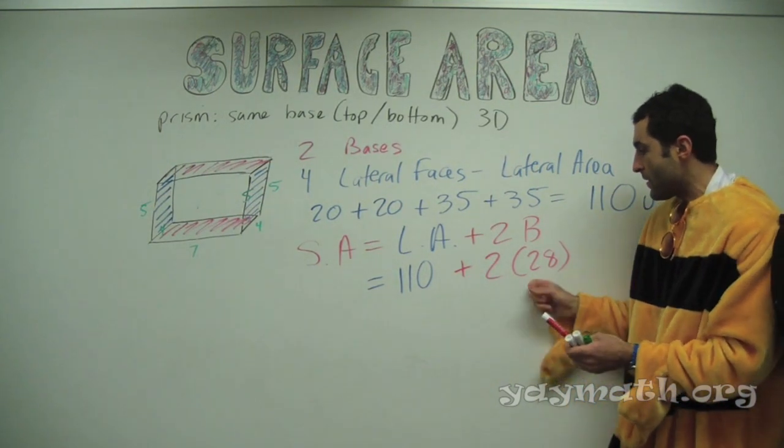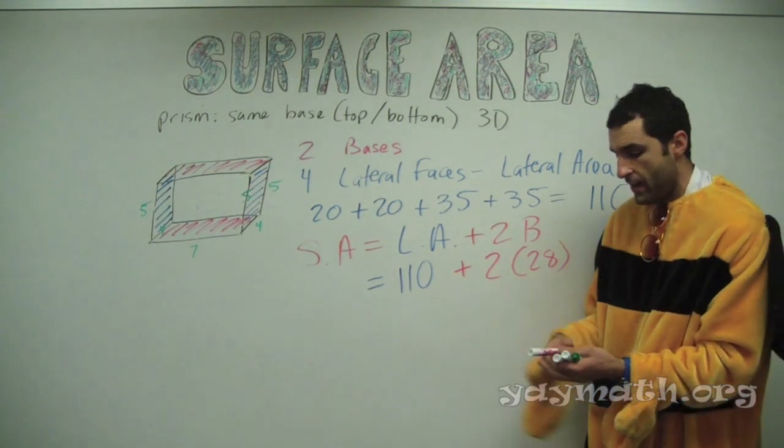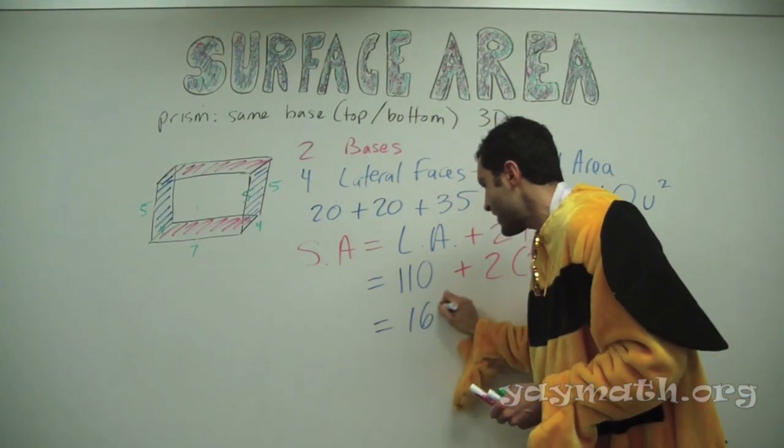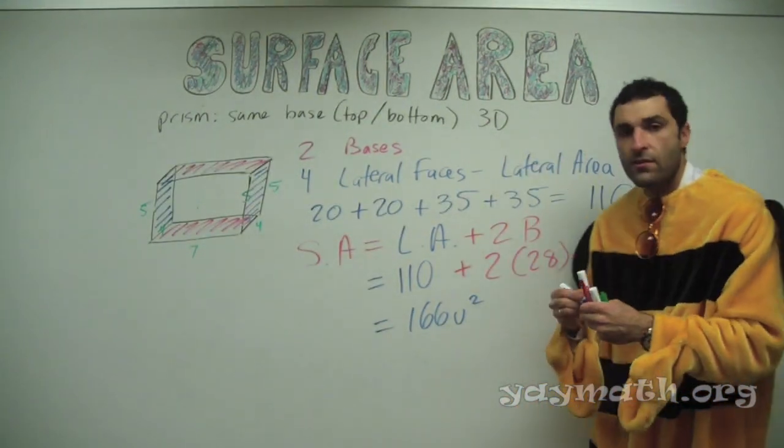area problem. That's 56 plus 110, which makes 166. 166 units squared. Questions?